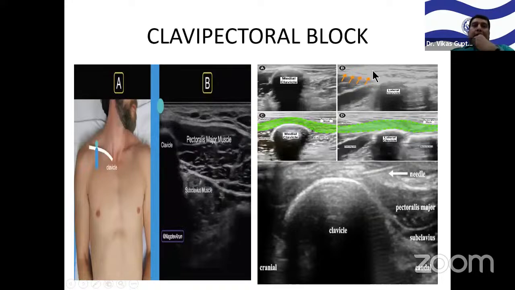Now the fourth one is the clavipectoral block. For clavicle surgeries, we have used interscalene plus superficial cervical plexus block, but then the phrenic nerve is involved. So nowadays the clavipectoral block is used. Clavipectoral fascia is the fascia surrounding the clavicle, all around it.